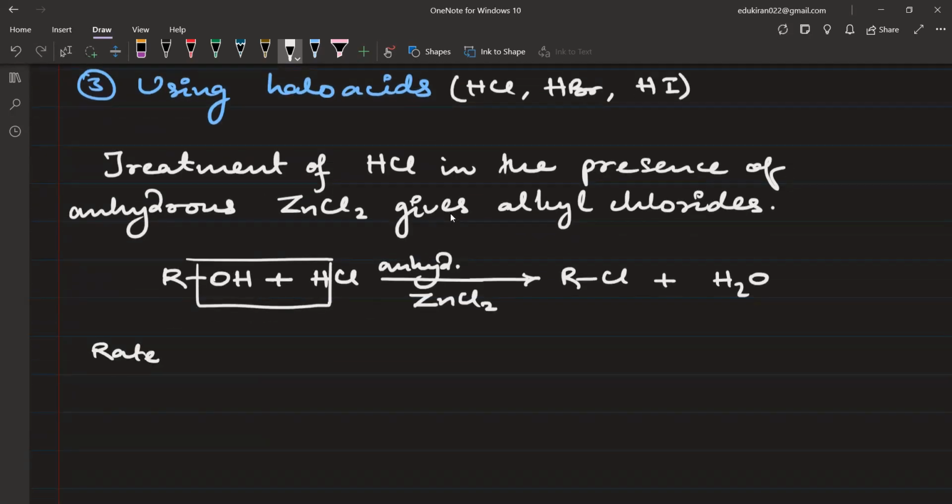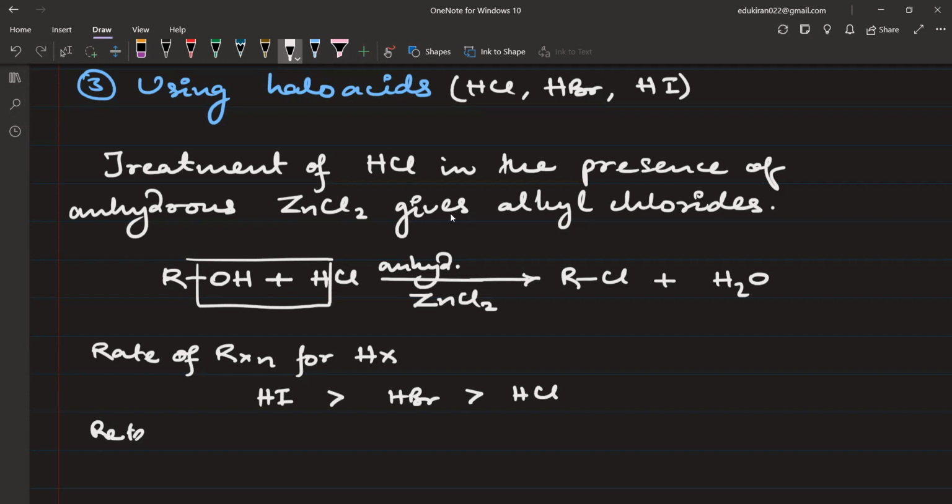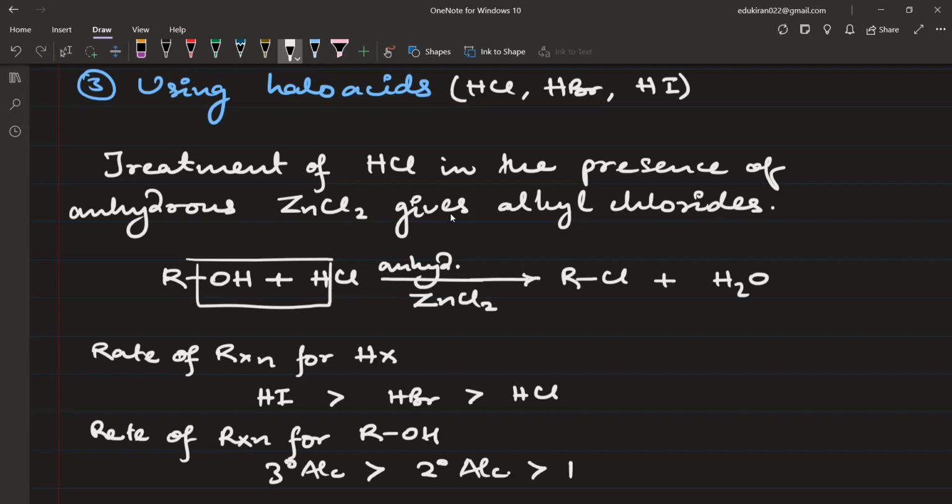Right, rate of reaction for HX. So if I use HI, it is going to be fastest because hydrogen iodide bond is very weak. They can easily break. Then we have HBr, and then the slowest is HCl. Similarly, rate of reaction for ROH. Now here the 3-degree alcohol will be fastest, followed by 2-degree alcohol, and then followed by 1-degree alcohol, followed by CH3OH, which is 0 degree, you can say.